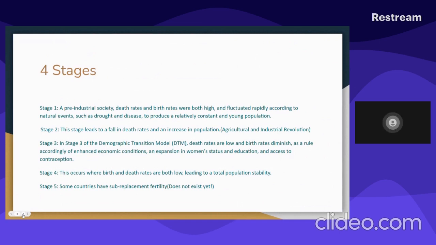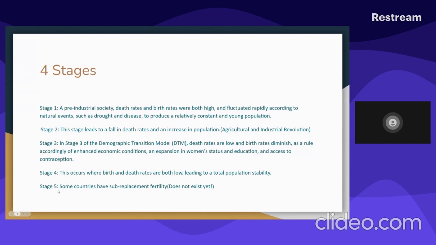Stage 2. This stage leads to a fall in death rates and an increase in population due to the agricultural and industrial revolution. Such countries include countries in Africa. Stage 3. In stage 3 of the demographic transition model, death rates are low and birth rates diminish as a rule, accordingly with enhanced economic conditions and expansion of women's status, education, and access to contraception.